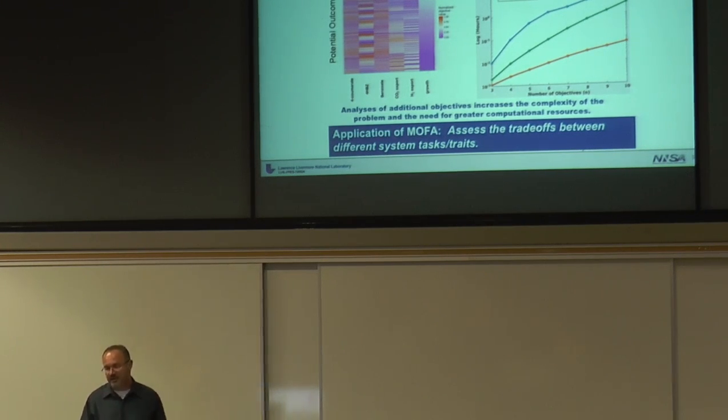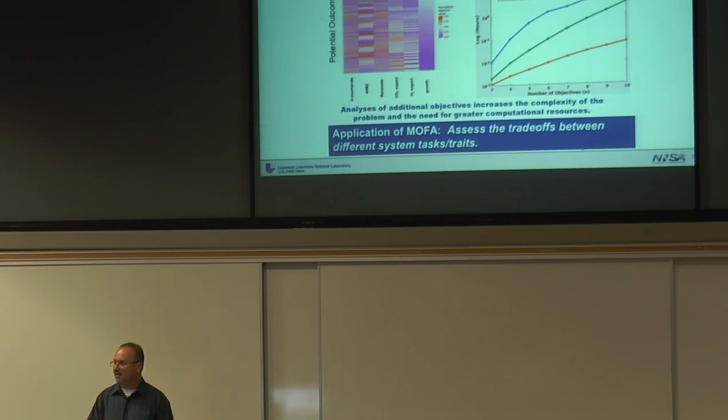And in the end, we're hoping to be able to examine natural as well as artificial communities and assess the trade-offs between different system tasks and traits, and then see how much leeway each one of these traits has and how we can engineer the environment and engineer the system in order to get the most out of what we want to get out of the system.